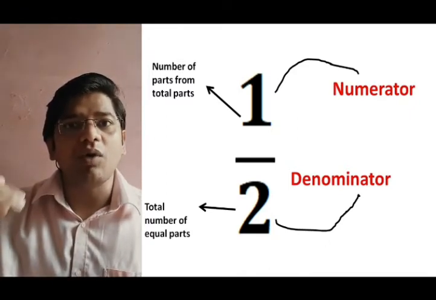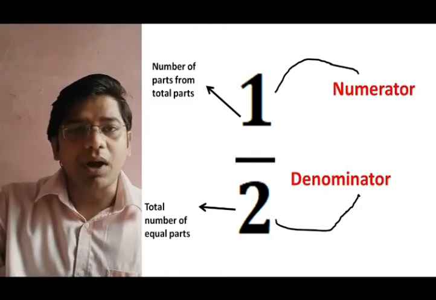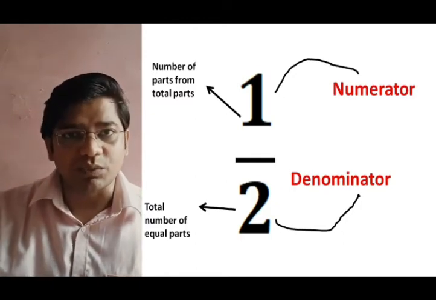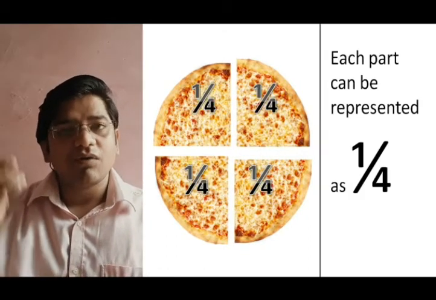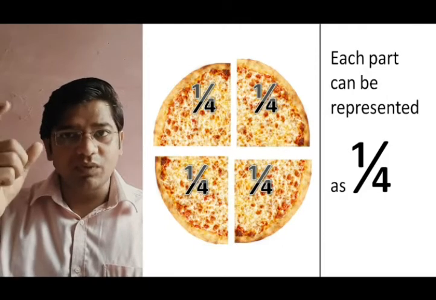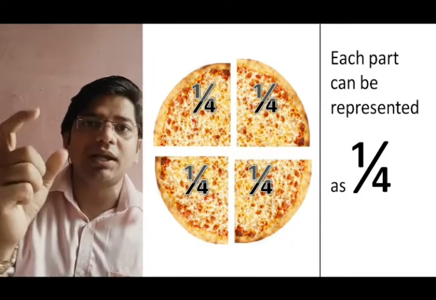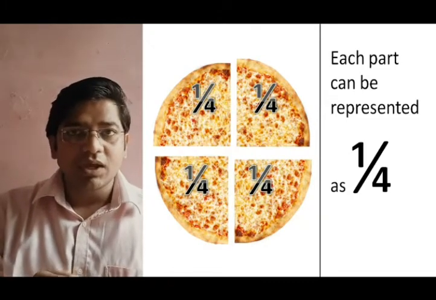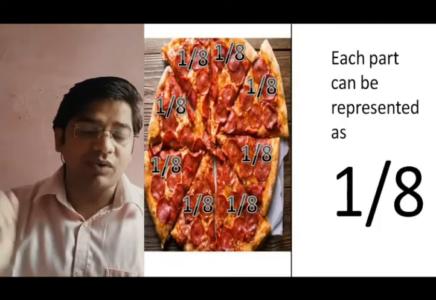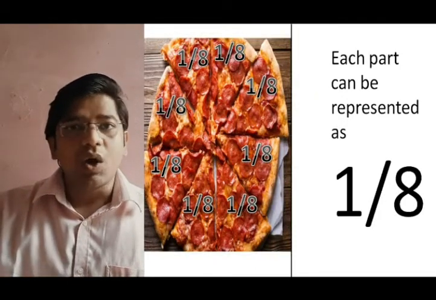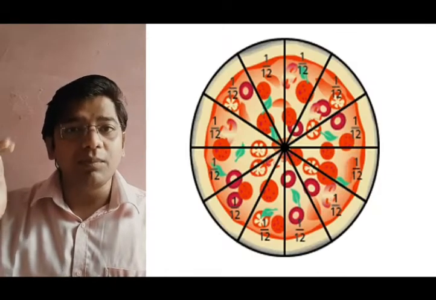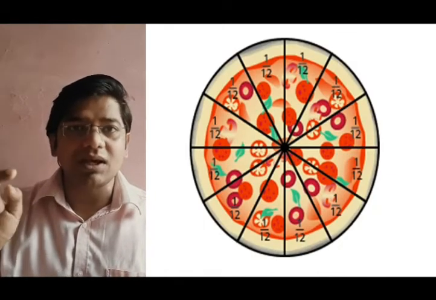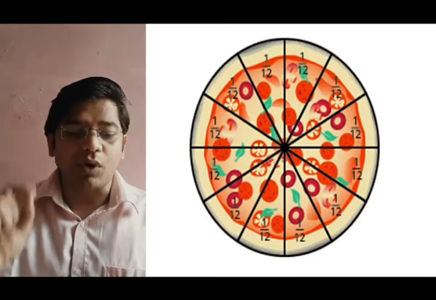In the denominator we write how many equal parts we have made, and in the upper part we write how many parts we have consumed. Suppose we have made 4 equal parts of one pizza, then how to write it? In the denominator we will write 4, and if I am consuming one part of these 4 equal parts, it is called 1 upon 4. So each part is represented by 1 upon 4. If I make 8 equal parts of one pizza, then each part can be represented as 1 upon 8. And if I make 12 equal parts of one pizza, then each part can be represented as 1 upon 12.